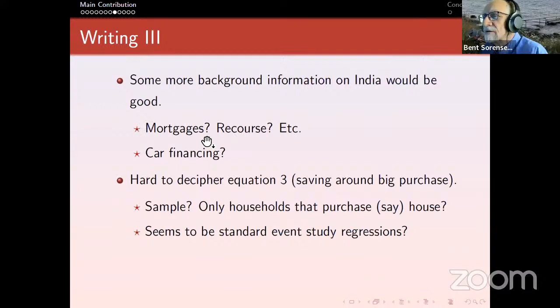I don't know anything about the housing market in India. Do you have to pay cash? That would certainly explain everything, right? But that's something that I think you could say a lot more about. Recourse: if you mortgage your house and don't pay it, can people go after your other assets? There are all these things that I just don't know anything about. The same with car finance. In the US, you really don't need much down payment to buy a car. So do people in India buy cars later because of that?